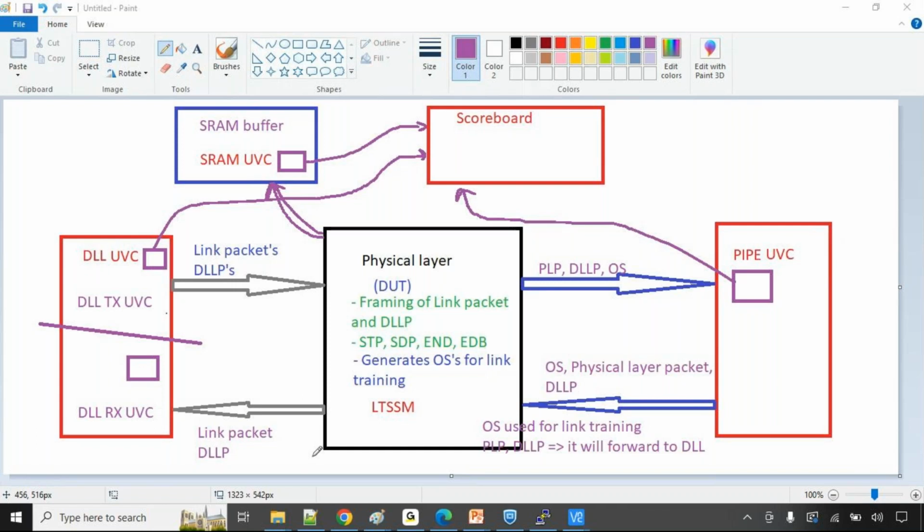Only the transaction layer packet has a different naming convention. When it comes to the DLL, it becomes a link packet. When it goes to the physical layer, it becomes a physical layer packet. DLLP remains the same. Okay, sir. So this is all we will be doing as part of the project.